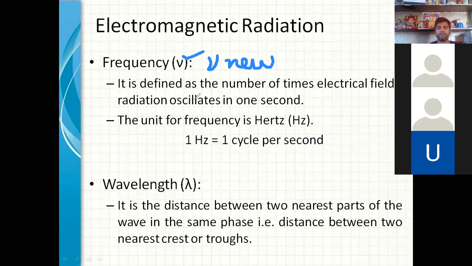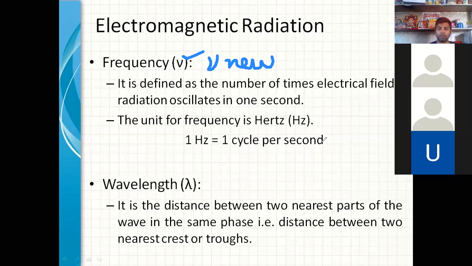Frequency is defined as the number of times electric field radiation oscillates in 1 second. What is the unit? The unit for frequency is hertz. 1 hertz is 1 cycle per second oscillation.